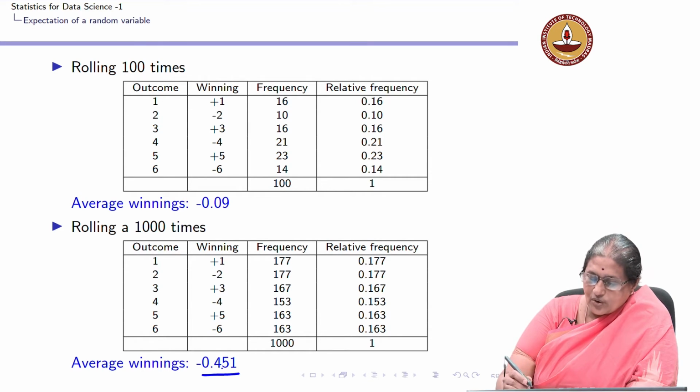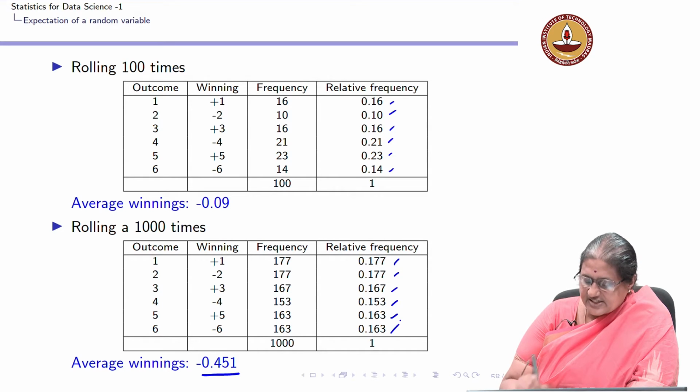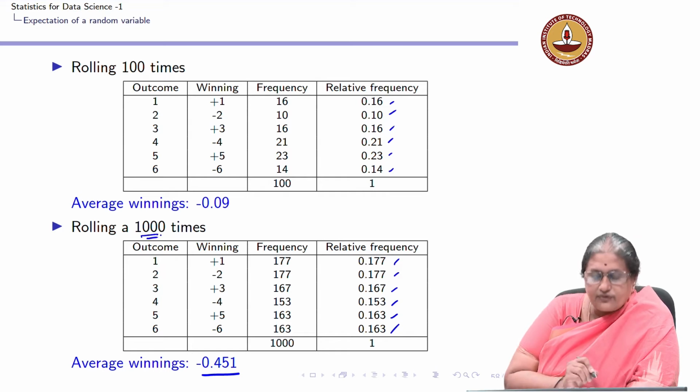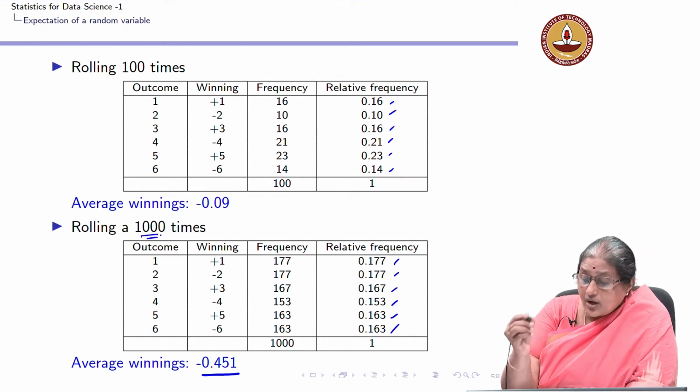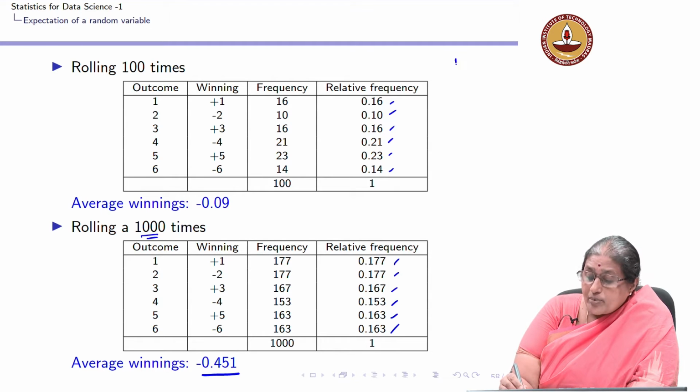Now, you can notice something here. This 0.16, 0.10, 0.21, all these relative frequencies which I have here, the relative frequency when I roll for a longer number of times, and you can recall what was the probability mass function of the outcome of a die.